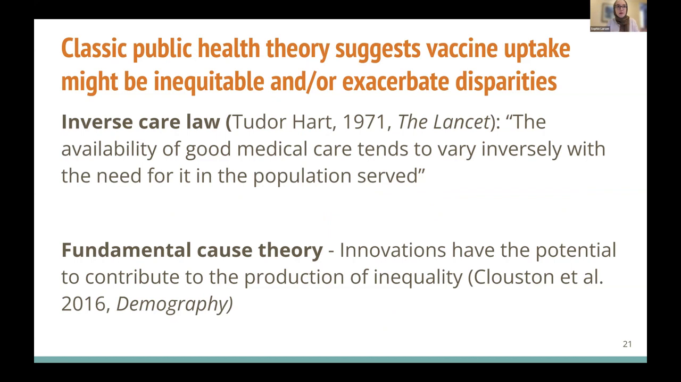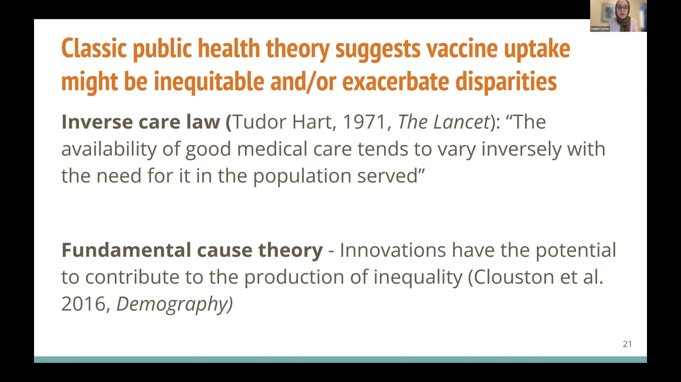So from the outset, when we were thinking about vaccination and how this might impact these pathways of SARS-CoV-2 inequality, we knew that classic public health theory suggests that this might not be so good. Vaccine uptake might be inequitable, it might exacerbate disparities. So we have the inverse care law, this classic paper from Tudor Hart in the Lancet, that the availability of good medical care tends to vary inversely with the need for it in the population served. So what does that mean? We know that we have a low SES group who is experiencing high levels of transmission, high levels of hospitalization or severe disease, high levels of mortality.